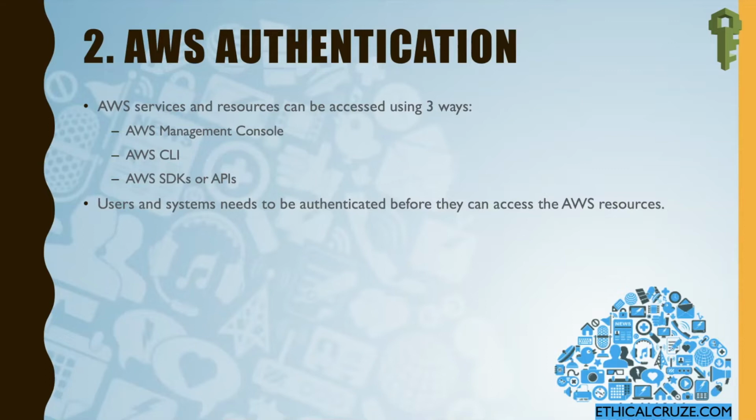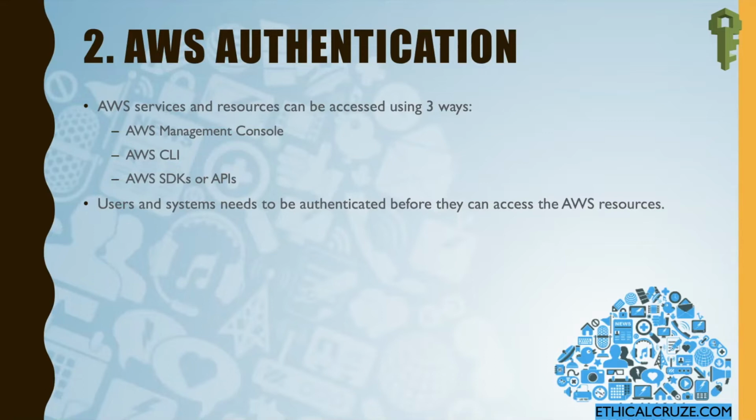AWS services and resources can be accessed in three ways. The first one is the AWS Management Console. We already talked about the AWS Management Console in my last video. You can check that video out.